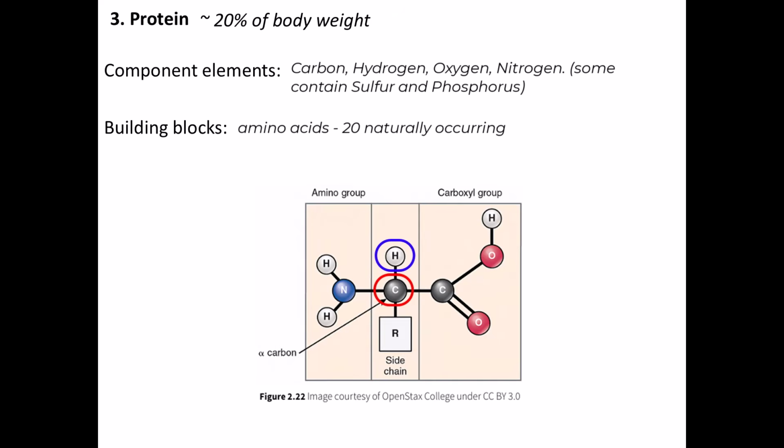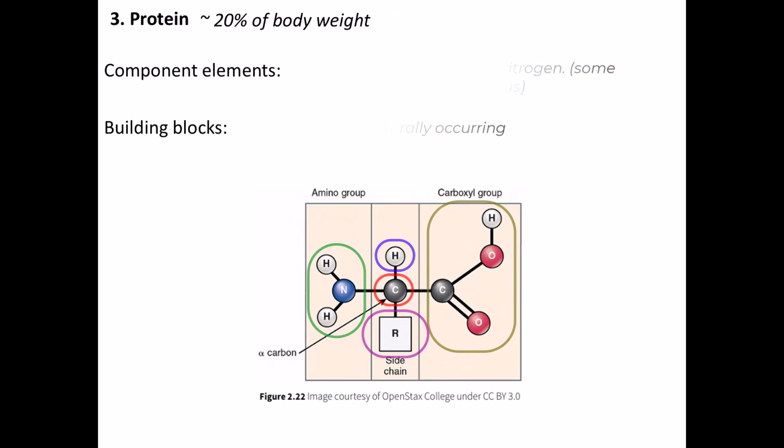Also attached to the central carbon atom is the amino group, which consists of 1 nitrogen and 2 hydrogen atoms. On the other side is the carboxyl group. This is an acid, which is how we get the name amino acid. The fifth component is the R group. This is a side chain that imparts very specific characteristics to the amino acid. Each amino acid contains a unique R group. Given there are 20 naturally occurring amino acids, there are 20 different R groups, one for each amino acid.